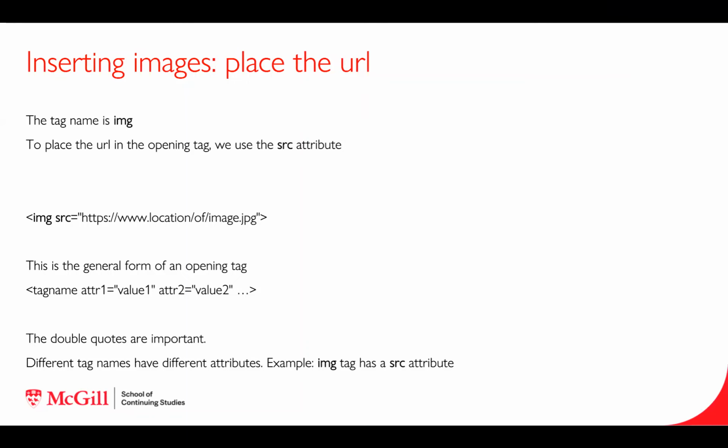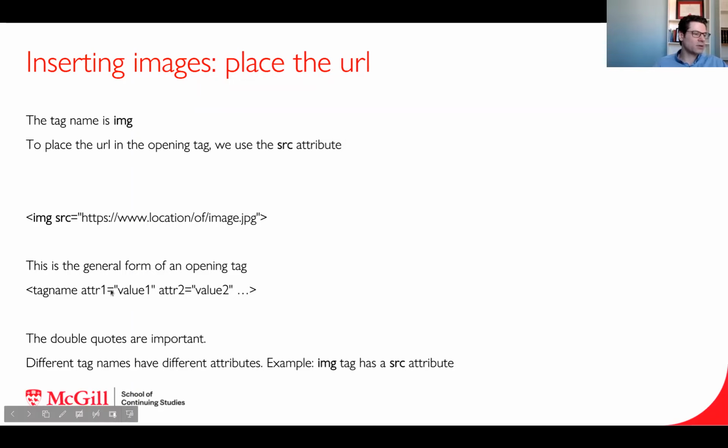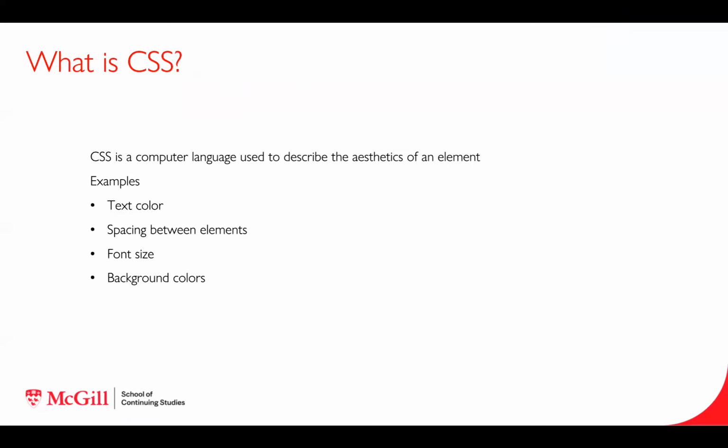Our question from May is, do the quotes only work for inserting images or files? You use double quotes anytime you have an attribute, so anytime you have something beside a tag name in an opening tag. So if the attribute is SRC, you need double quotes. If the attribute is something else, you still need double quotes for the value. I hope that answers your question. And okay. Perfect.